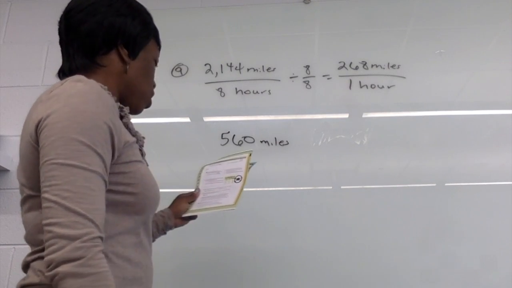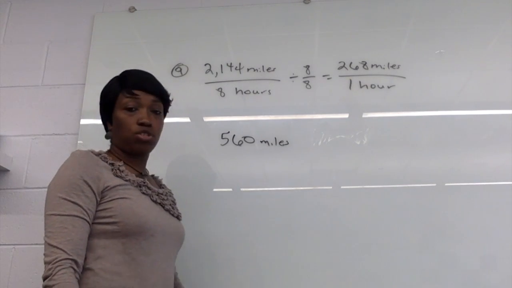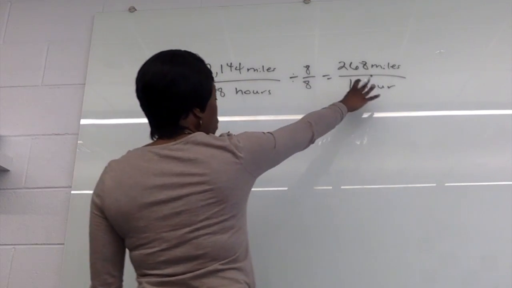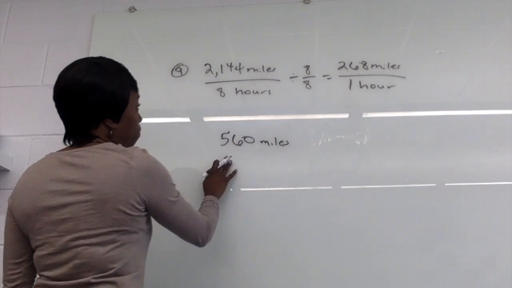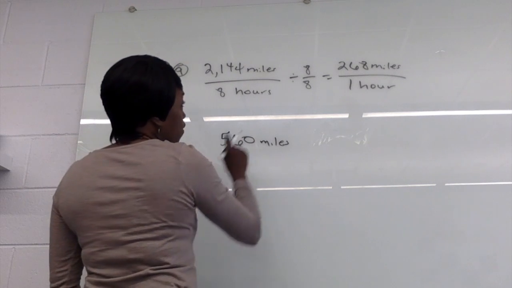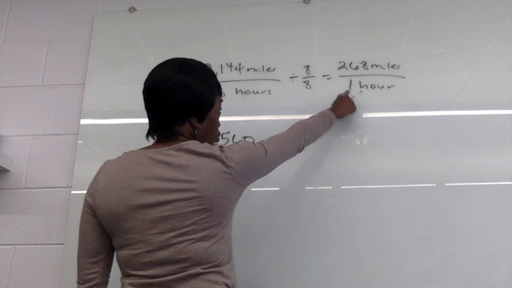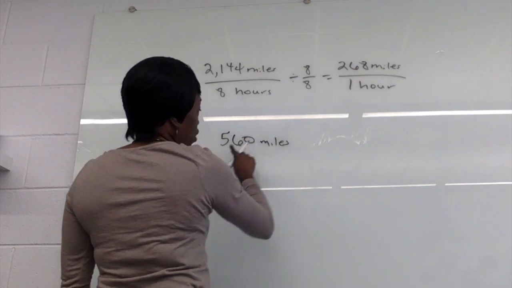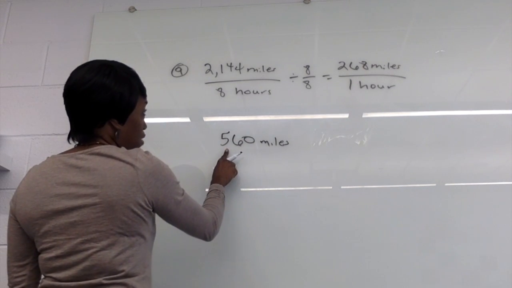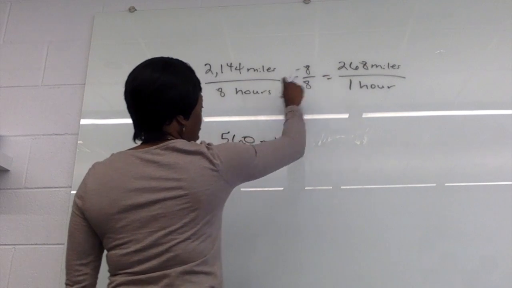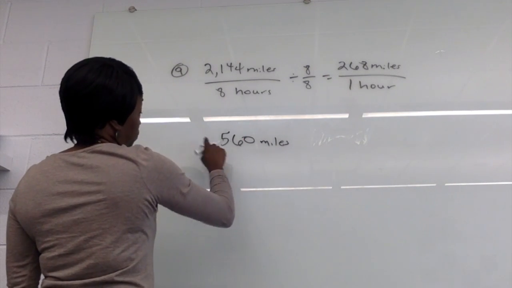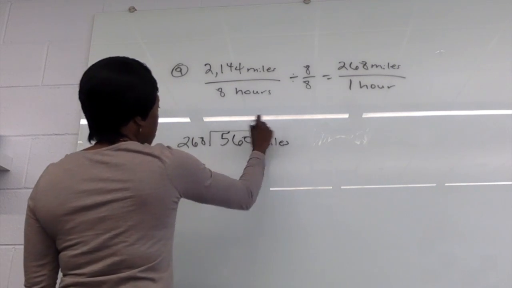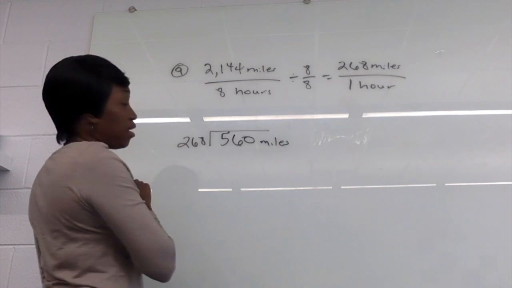How many hours would it take the train to travel between those two cities? So, we're going to use our answer from part A to help us with part B. Now, we know it takes 1 hour to travel 268 miles, and we're trying to get to 560. So basically, we're going to divide 268 into 560. Okay? We're going to do some dividing.